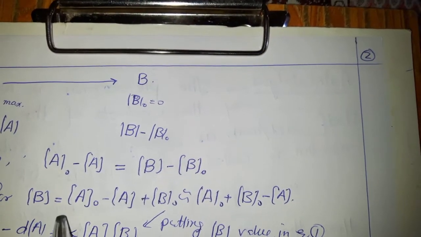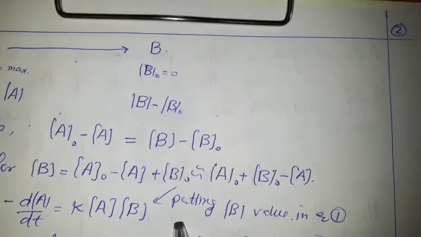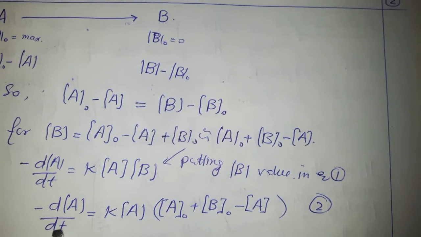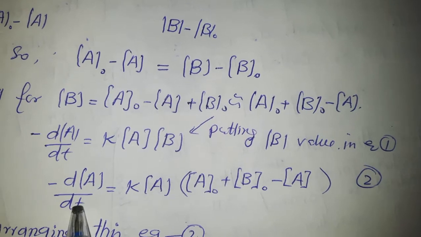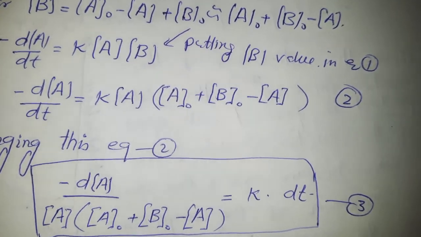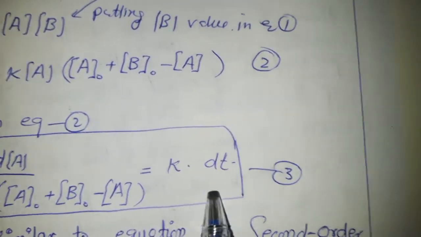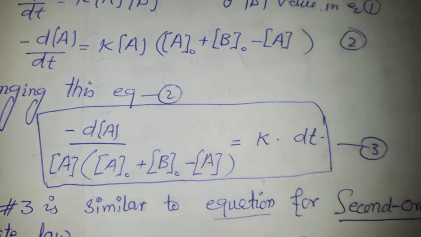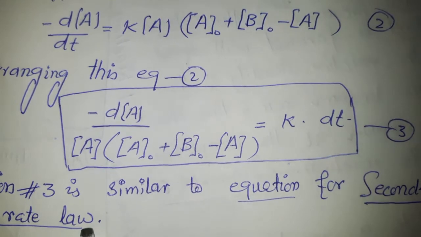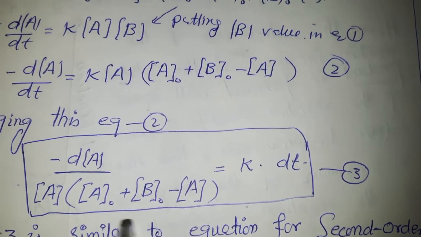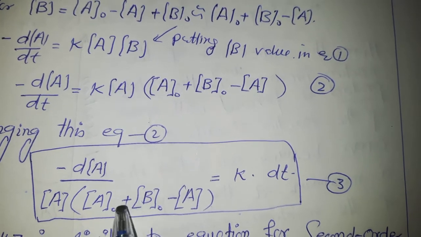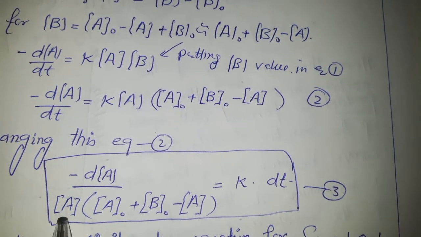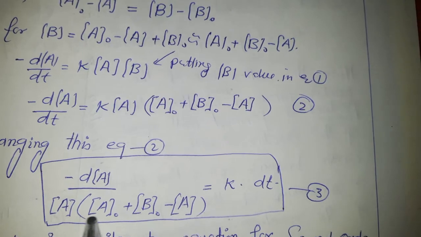Now putting the concentration of B in our first order equation, equation number 1, and after rearranging, transferring this t to one side and the concentration to the other side, we got equation 3. If you look closely at equation 3, it is similar to our second order mixed rate law, with the same denominator, although there was some change of sign, negative and positive. The denominator is a combination of two factors, that is A and this other value of B.